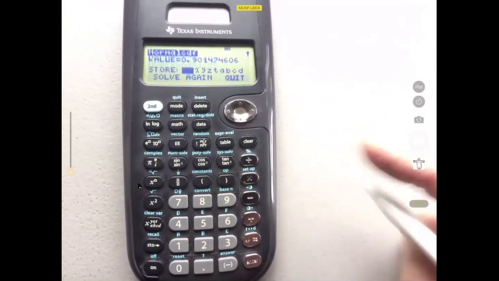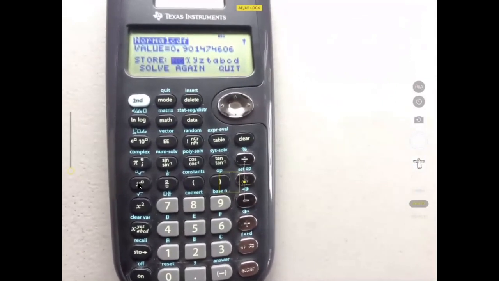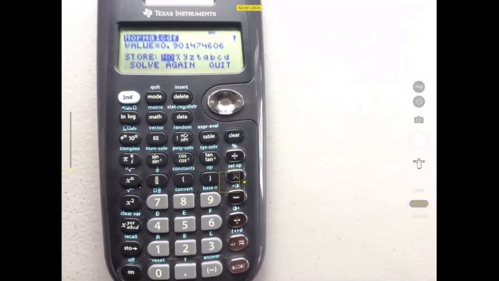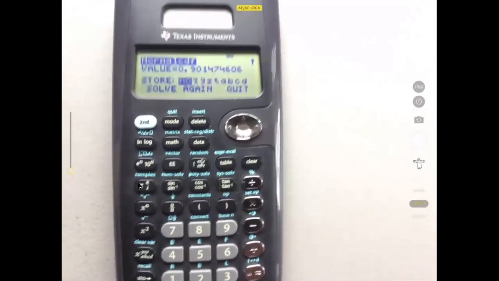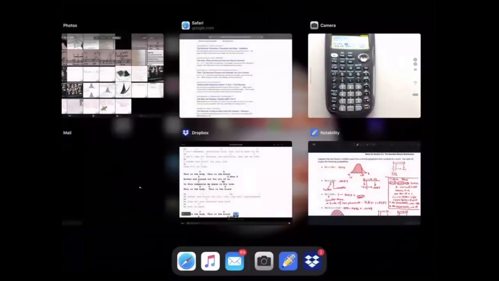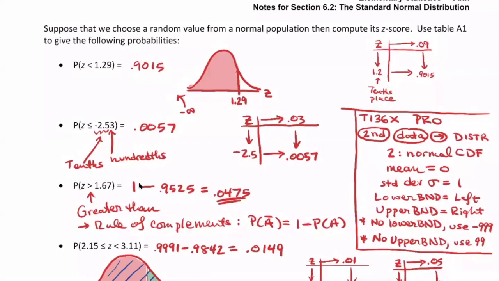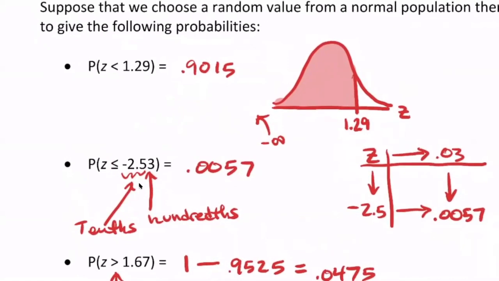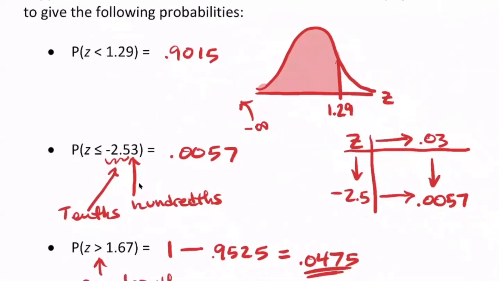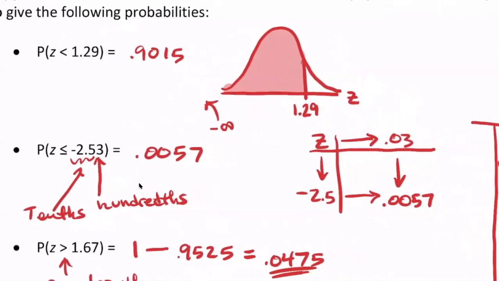Okay, and so this is coming out 9015. What do we get? 9015. So if there's only one value involved, then there's only one rounding involved, so you get pretty similar to what the table gives. Okay. So no lower bound, we use negative 999.